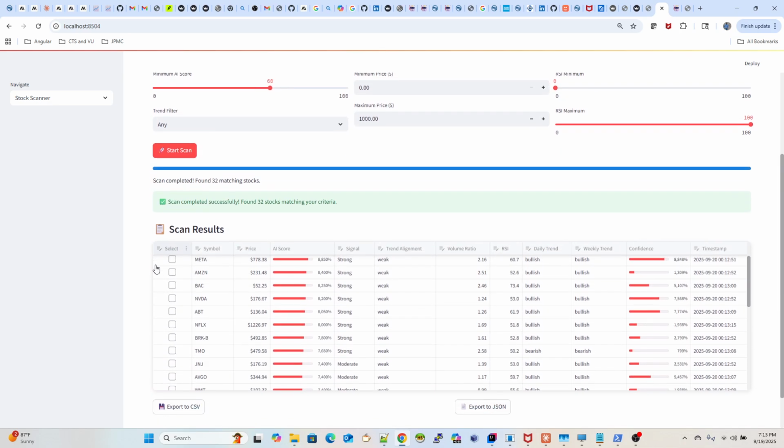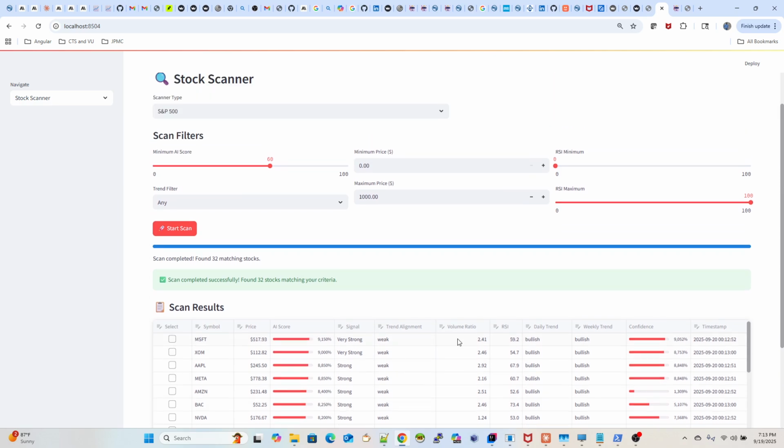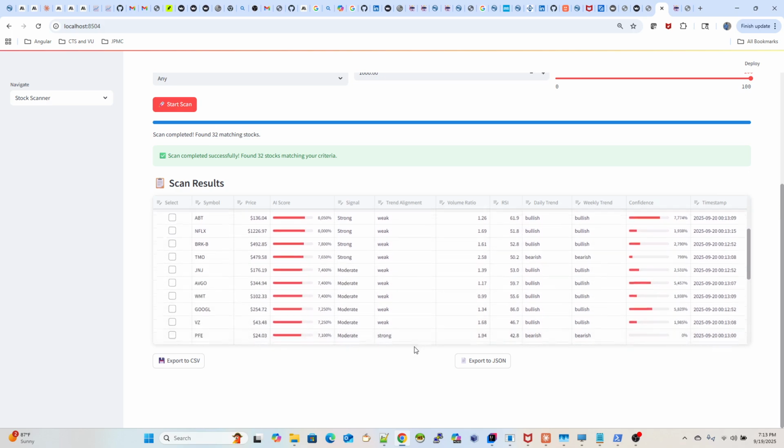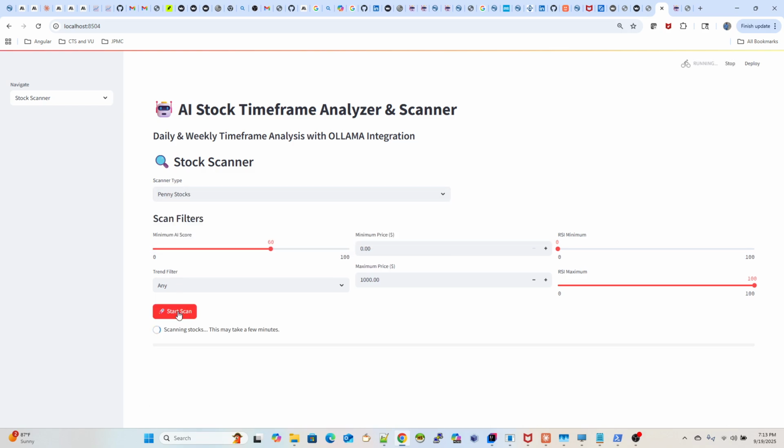If you look here, this is the scan result. You see the price, AI score, and signal, like strong buy, trend alignment, value ratio, RSI, daily trend, weekly trend, confidence, and timestamp. You can export the data. So this is for the bulk scan. You can also scan for the finished parts. The same applies to all the technical indicators, and everything is applied and generates the data. That is for the stock scanner.